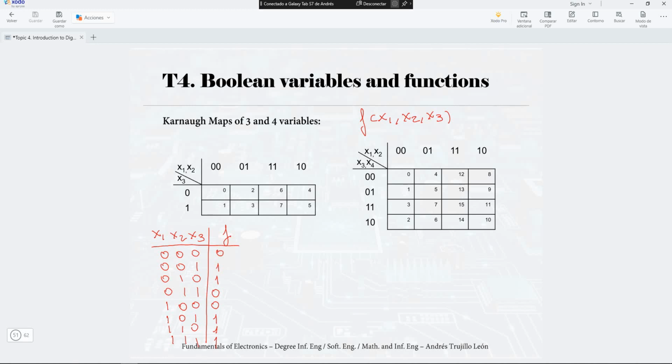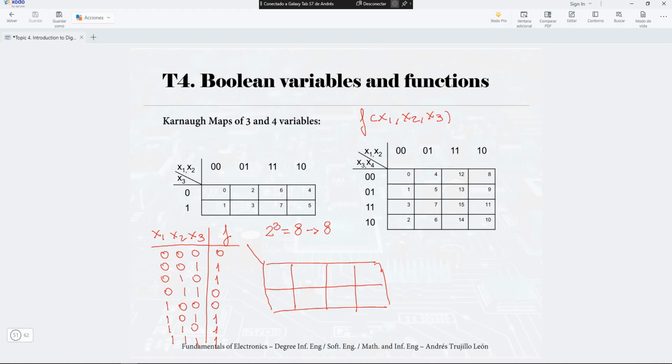For this one, for example, we can use the Karnaugh map. The Karnaugh map is a matrix in which we are going to have a cell for each value of the output. For example, if we have three variables, we are going to have 8 combinations of the input and 8 values of the output. So we are going to need 8 cells. For example, 4 columns and 2 rows.